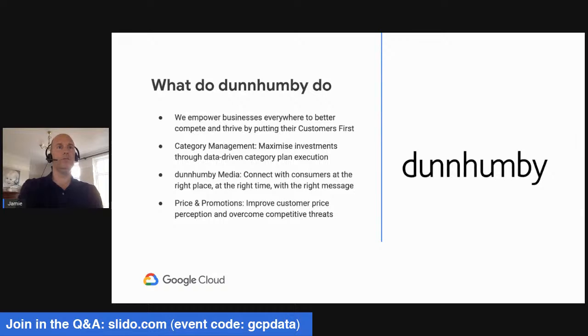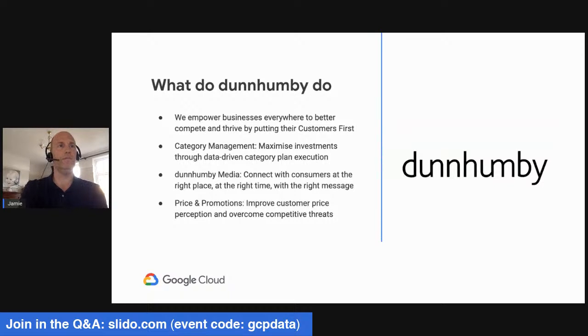So a little bit of an introduction to what Dunnhumby do. So it says here, we empower businesses everywhere to better compete and thrive by putting their customers first. So our main thrust for what we do is helping our clients better understand their customers, and our latest tagline that we use is we are the world's first customer data science company. That's how we like to think of ourselves.